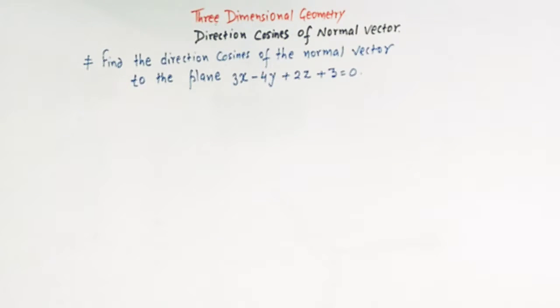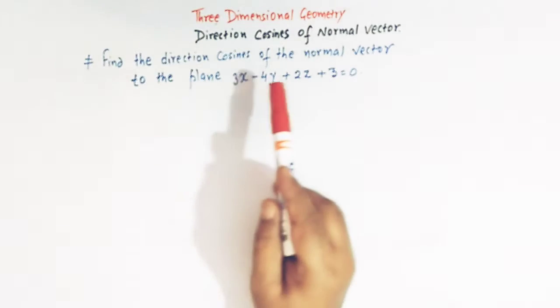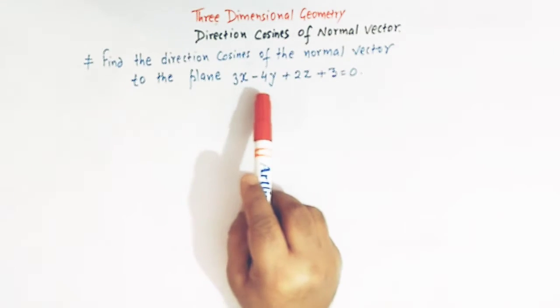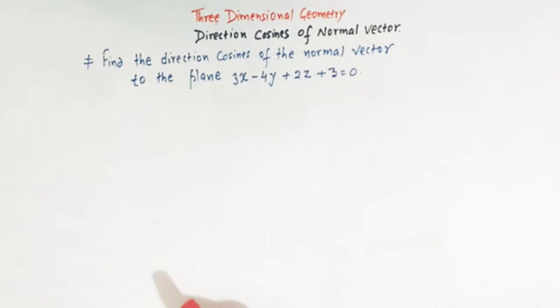Hello viewers, in today's class we are going to discuss one important problem from three-dimensional geometry related to finding out the direction cosines of normal vector to a given plane, right? So let us start and let us see this problem. Here we have to find the direction cosines of the normal vector to the plane whose equation is 3x minus 4y plus 2z plus 3 is equal to 0, right?